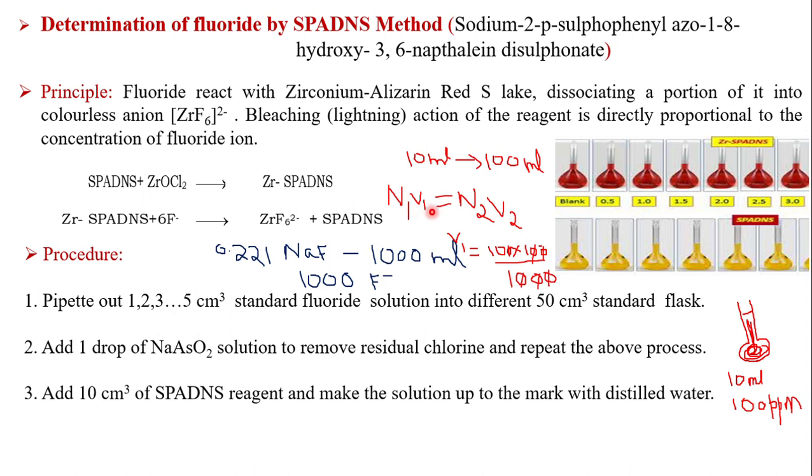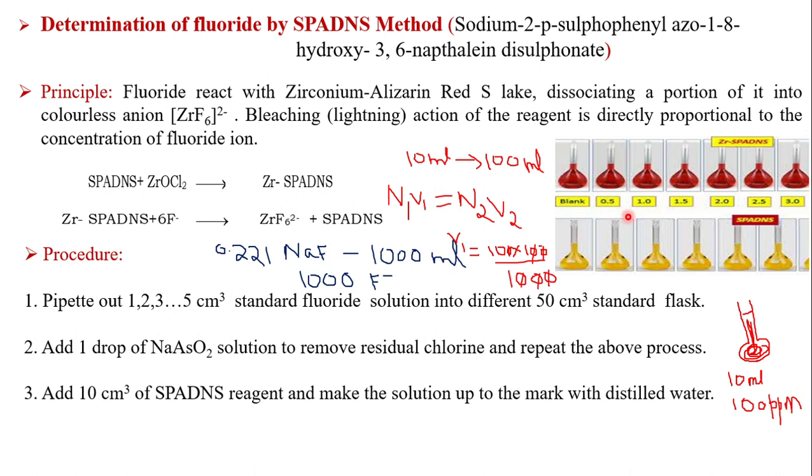Which quantity of the 1000 ppm can I use? So that is why V1 is equal to this much. When you simplify, it gives you 10 ml. So in a 100 ml standard flask, when you take 10 ml of the 1000 ppm solution, dilute up to the mark and mix well for uniform concentration, this will give us a 100 ppm solution.